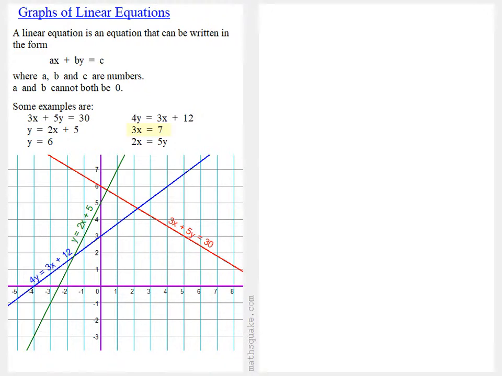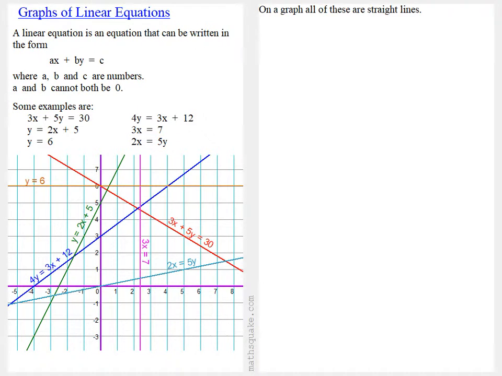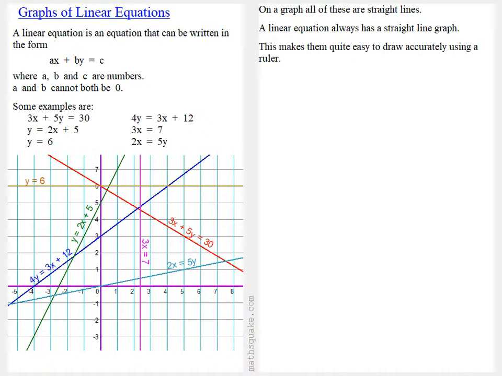3x equals 7 is a vertical line that crosses the x-axis at 2 1/3. Y equals 6 is a horizontal line that crosses the y-axis at 6. And 2x equals 5y is a line that passes through the origin. On the graph, we see that all of these are straight lines. A linear equation always has a straight line graph, and this makes them quite easy to draw accurately, since we can use a ruler.